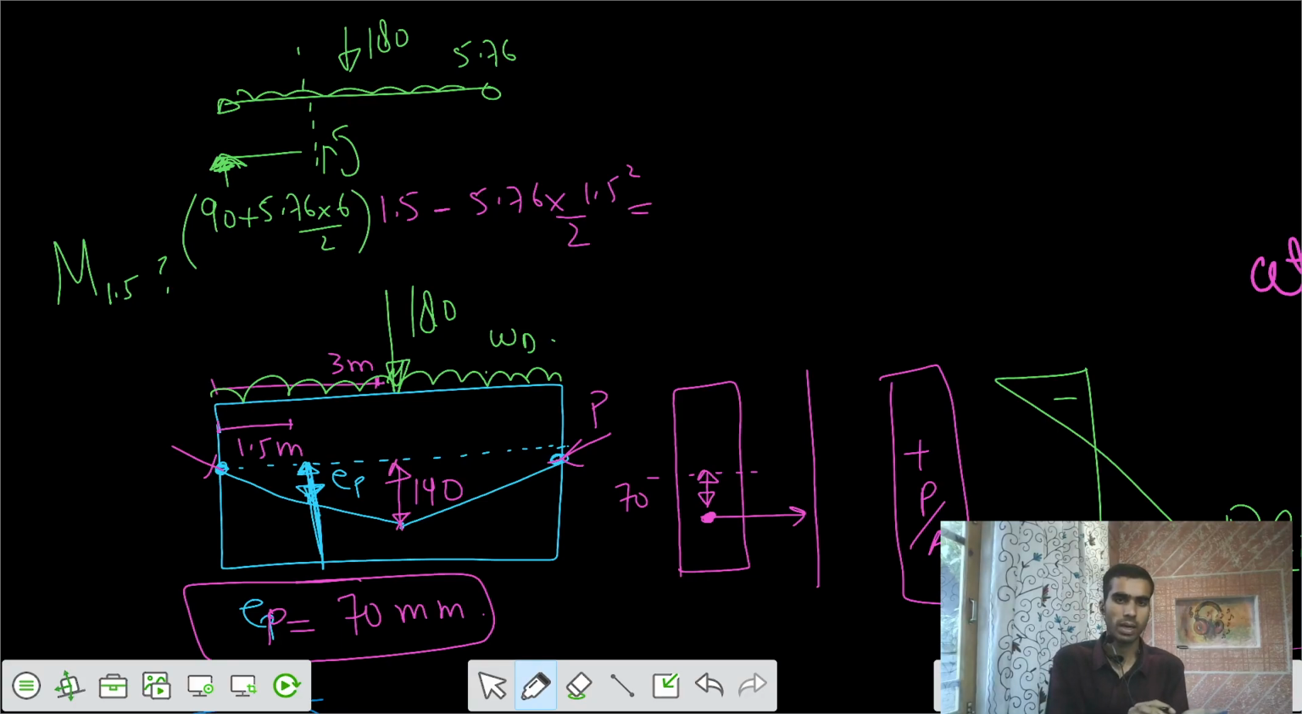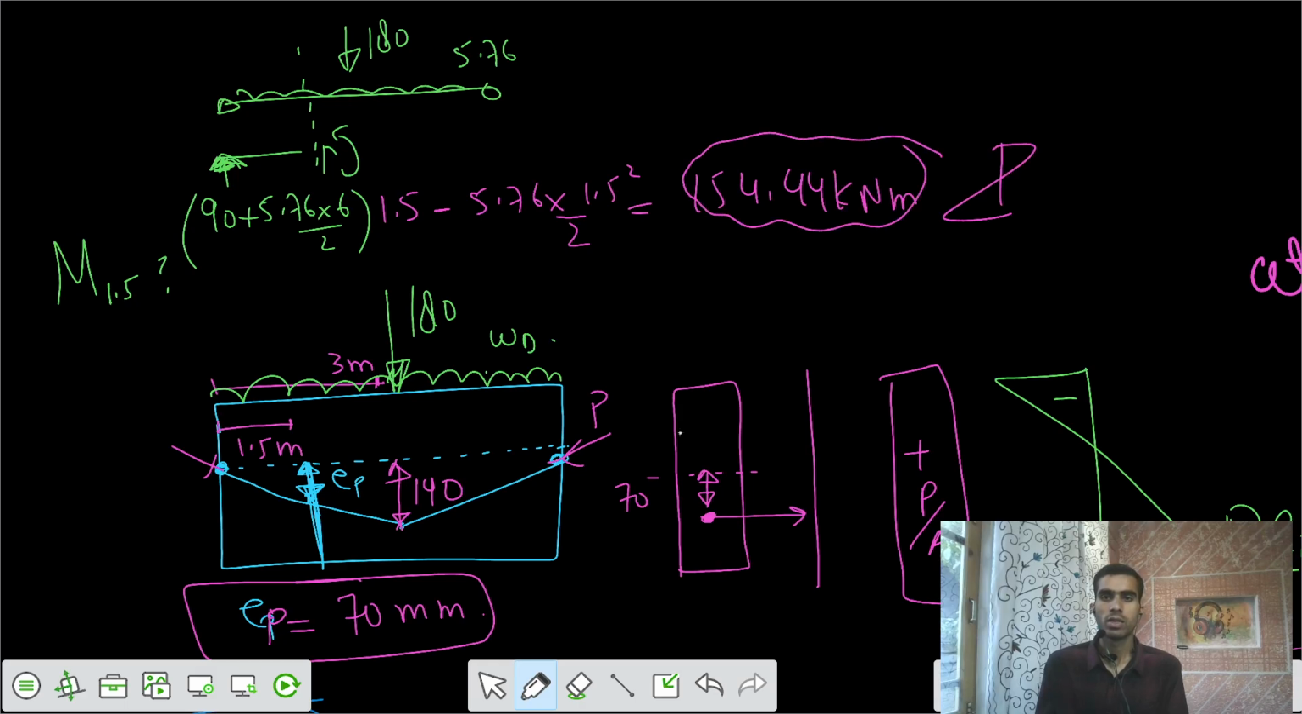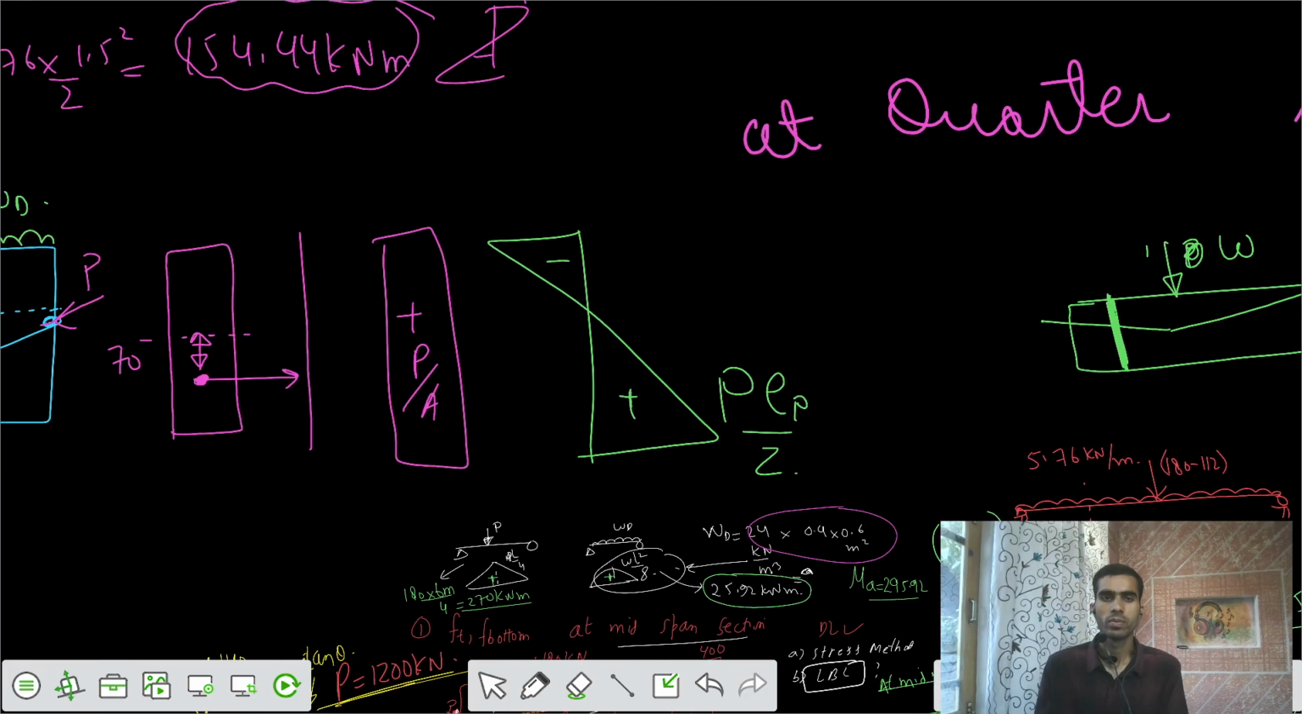That's your moment at the quarter span. 90 plus 5.76 into 6 by 2, this is your reaction, into 1.5. Okay. Then subtract 5.76 into 1.5 square divided by 2. That's 154.44 kilonewton meter. Because of this moment, there is a sagging moment. So this is positive, negative, positive, negative. So 154.44 divided by Z.